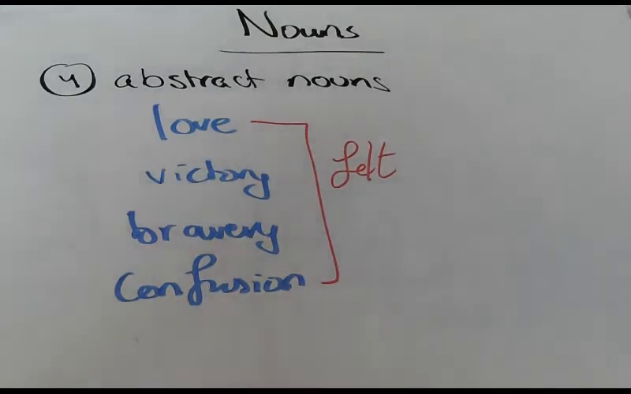So this is the secret to abstract nouns. Abstract nouns cannot be perceived by any of the senses. Exactly the opposite of concrete nouns. Love, victory, bravery, confusion, charm, triumph, what else? Freedom, anything. They are only felt. Okay? Characteristics, qualities, feelings, ideas that cannot be perceived by any of the senses. Abstract nouns.